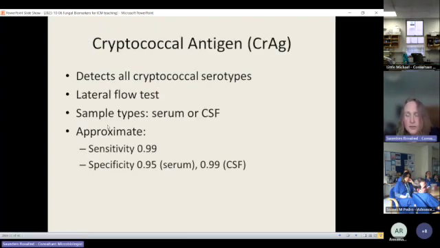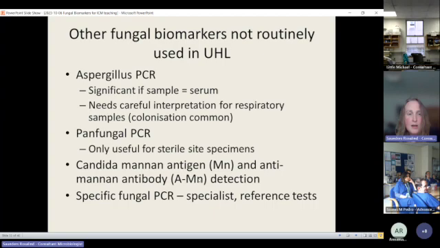And then for completeness's sake, and I won't talk about this very much, the third biomarker that we use for fungi in UHL is the cryptococcal antigen, which is a very quick to do lateral flow test that detects all of the cryptococcal serotypes. It can be done on serum or CSF, and it has very high sensitivity and specificity. There are many other fungal biomarkers which we don't routinely use in UHL, but we can send away for at least some of these to reference laboratories if there is a particular need.